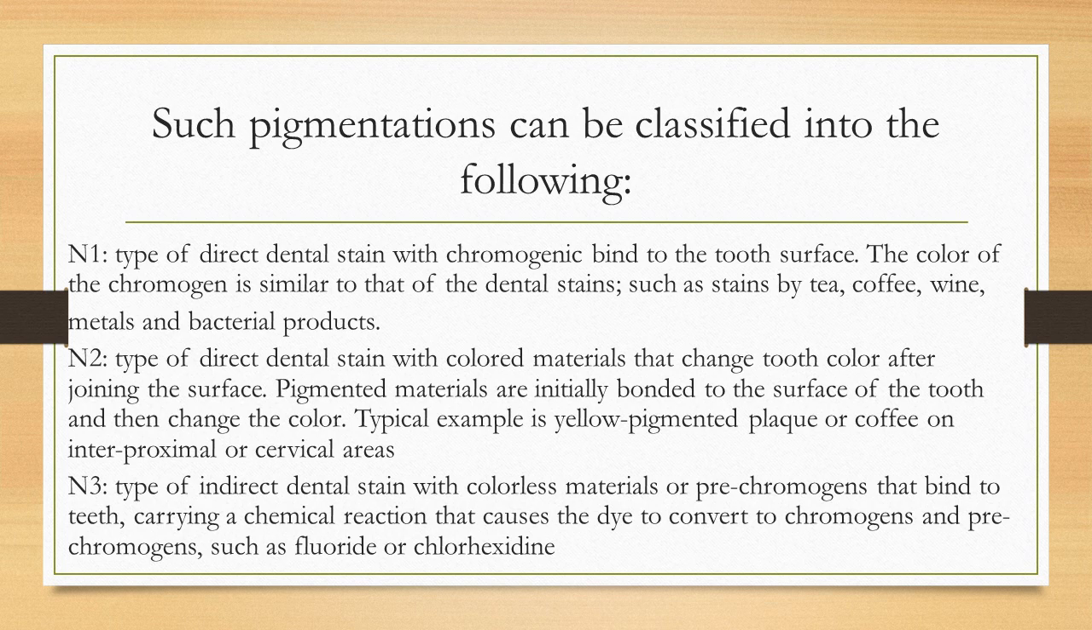N3, the first two were direct. The third type, which is N3, is indirect dental stain. So colorless material, pre-chromogens that bind to the tooth. Carrying these materials will carry out a chemical reaction that causes a dye to convert to chromogens, from pre-chromogens, like the fluoride and the chlorhexidine.